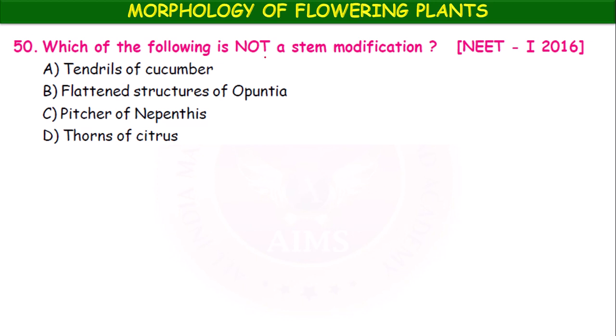So which of the following is not a stem modification? Tendrils of cucumber, flattened structures of opuntia, pitcher of Nepenthes, thorns of citrus. So pitcher of Nepenthes is the leaf modification. It's a pitcher like structure. This is formed by the modification of leaf, Nepenthes.